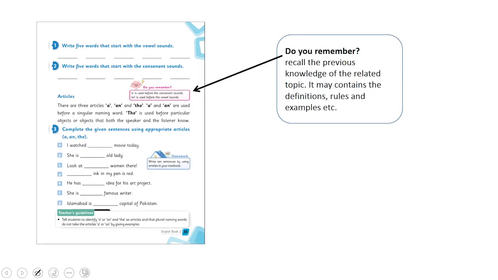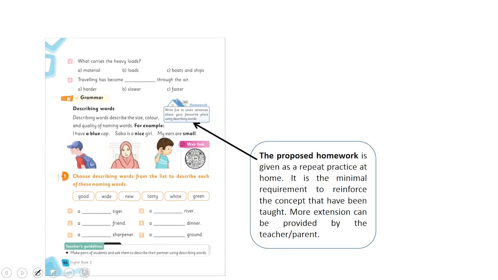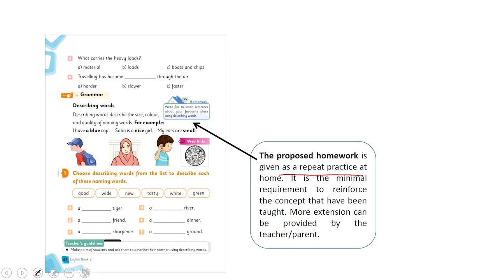Do you remember box? It has a question mark in it. It recalls the previous knowledge about the topic. It may contain the definition, rules and examples, etc. For example, we have learnt in grade 1 that a is used before consonant sounds and an is used before vowel sounds. The proposed homework is given as a repeat practice at home. It is the minimal requirement to reinforce the concepts that have been taught. More extension can be provided by the teacher or parent. Teacher or parent can give more work, extra written work, oral work or assessment or any kind of worksheet.